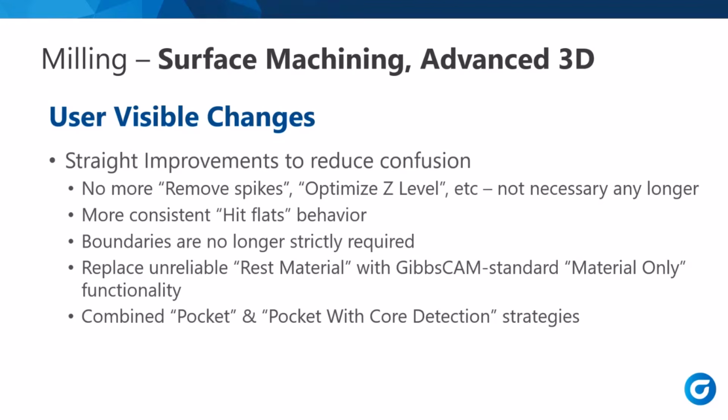You'll have better hit flats behavior. Boundaries are no longer strictly required. The old engine was boundary driven. The new stuff is not, although you can use one, obviously, if you want to. Better rest material that works more like the rest of GibbsCAM. Pocket and pocket with core detection is all combined now.